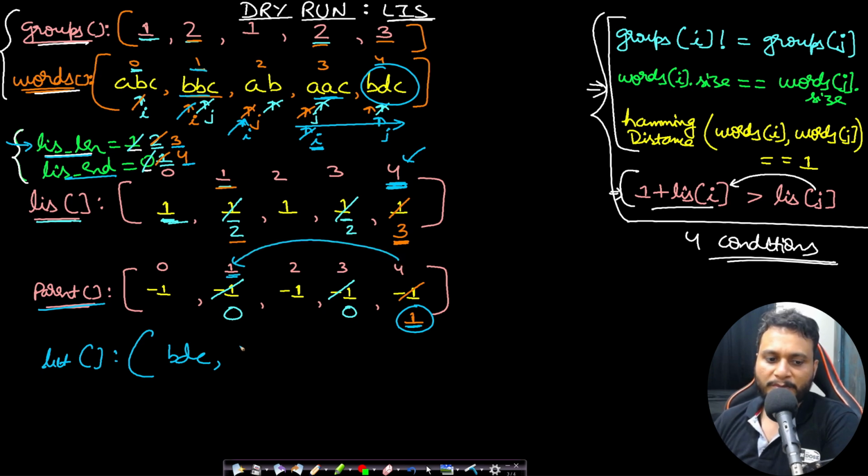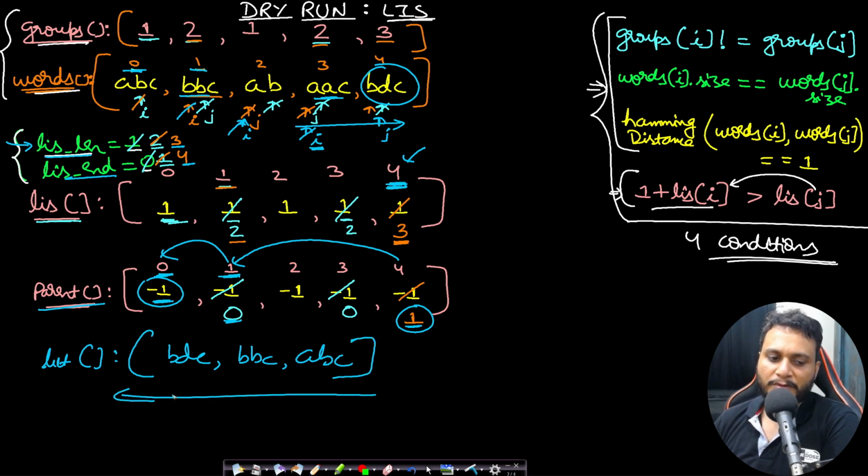At index 1 you have BBC, so include BBC. Now the parent at 1 will say what is the next index to go to. It is 0. So 0 means you have to include ABC. Now at 0 you have a -1 value. That means there is no previous index and you are done, and the reverse of this is the result. This is how you will be finding the result.